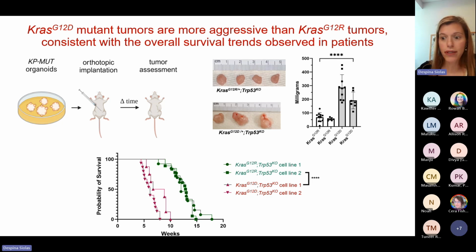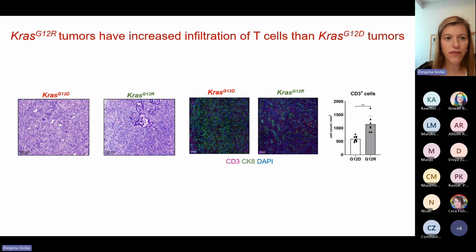So this is really interesting. Number one, it gives us a nice model system that replicates what we see in patients, and a way to study this mechanistically. But that doesn't mean there's an immune system involved. So we did look inside the tumors through IF, and we saw that there were more T cells present in the G12R tumors.